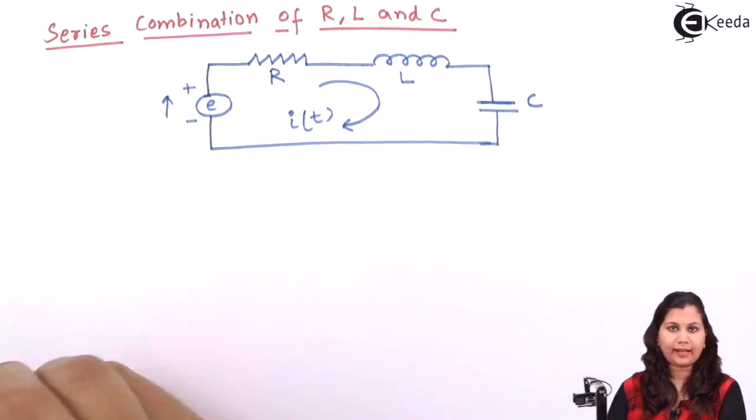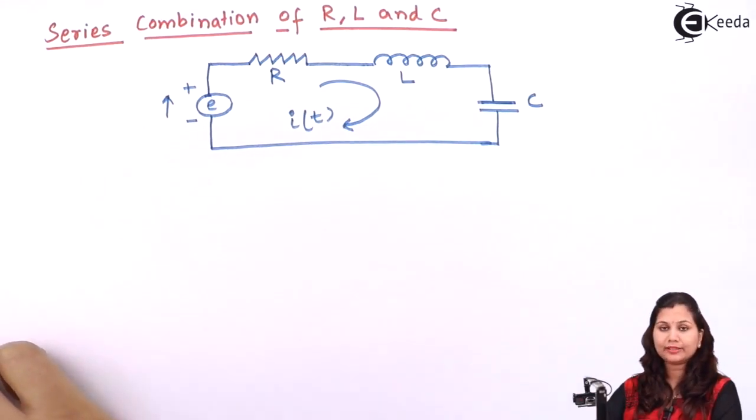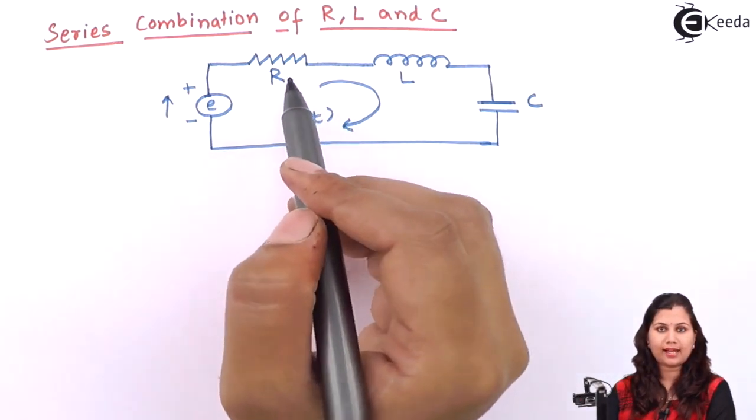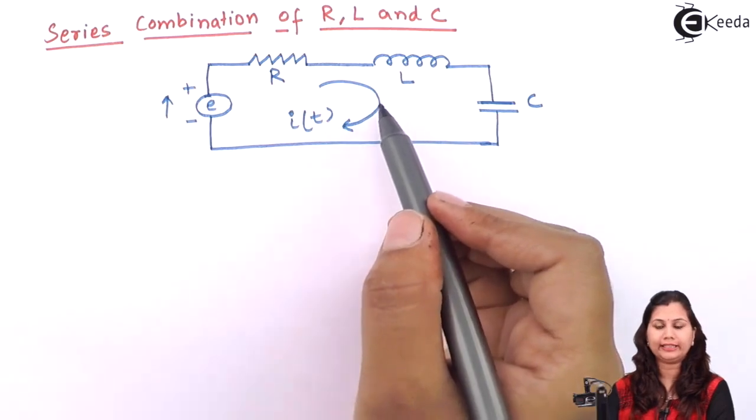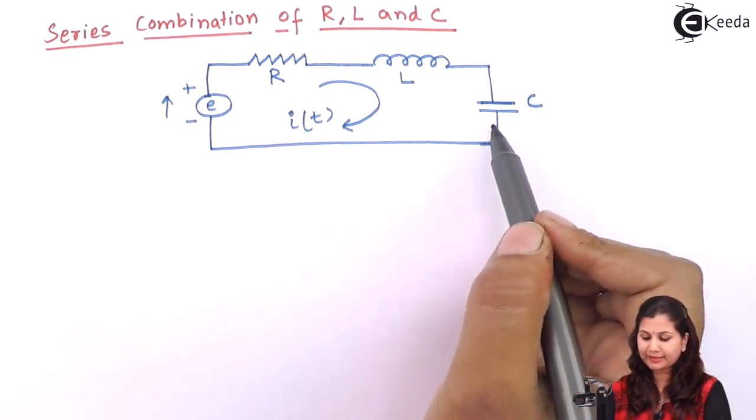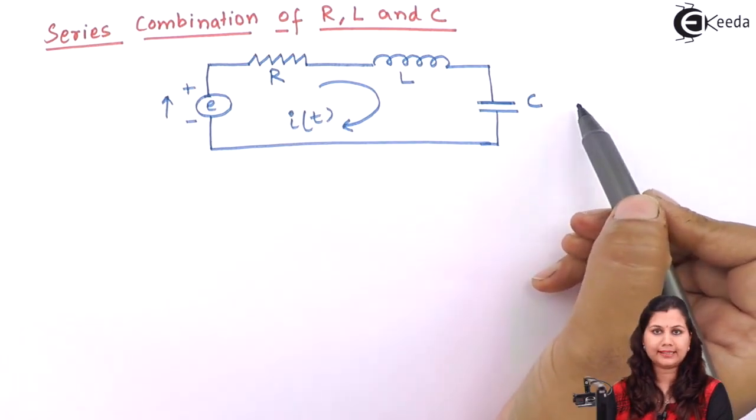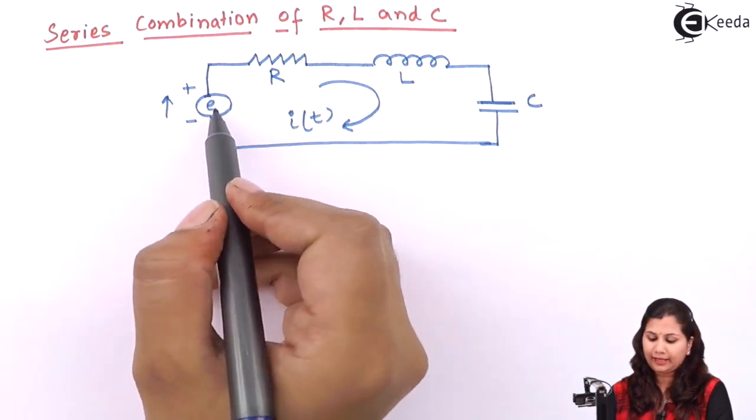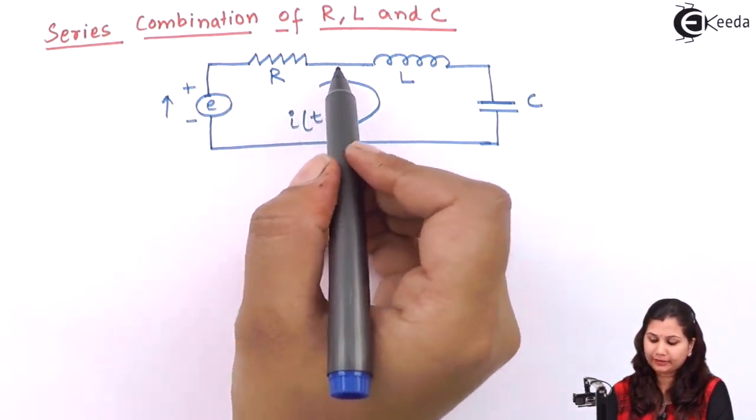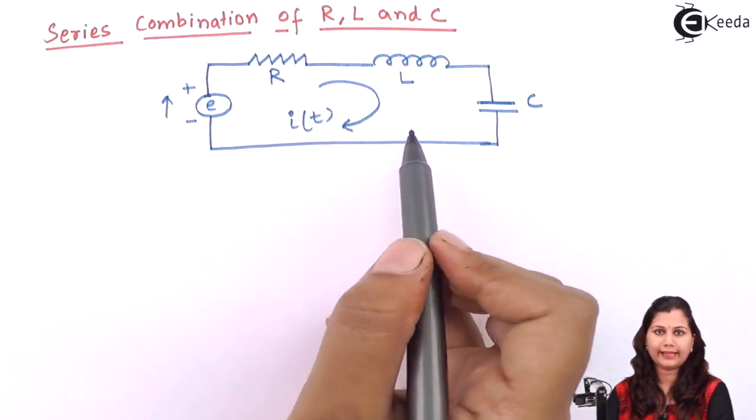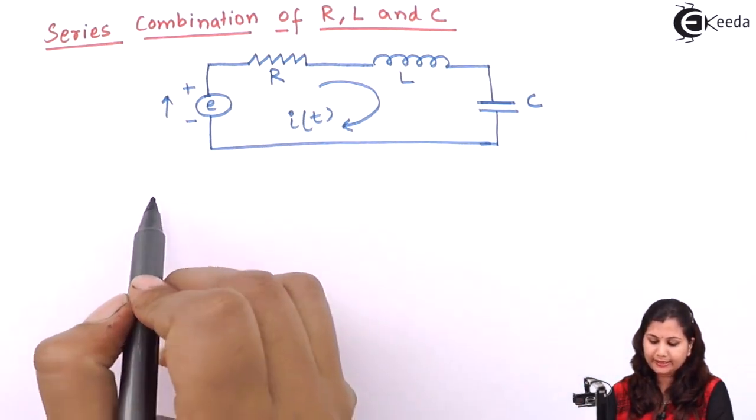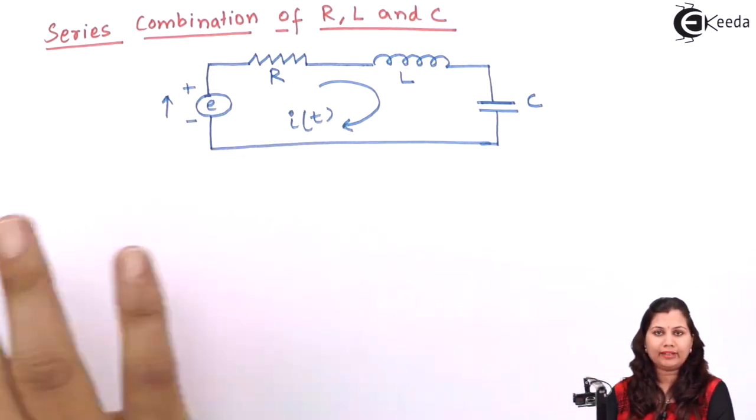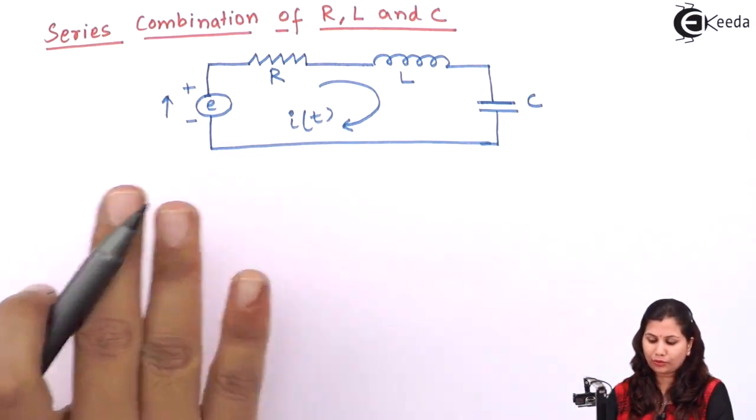This is the circuit diagram of an electrical system having the series combination of resistor having the resistance R, inductor having the inductance L, and a capacitor having the capacitance C. These three elements are connected to a voltage supply giving the voltage E, and the current flowing through this circuit is IT. So let us write the equation for this electrical system. We will apply KVL, that is Kirchhoff's voltage law, for this circuit.